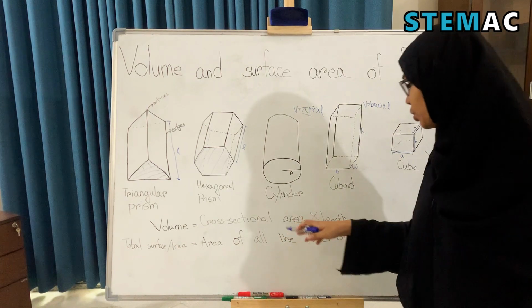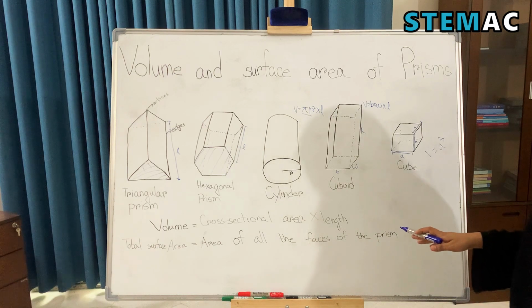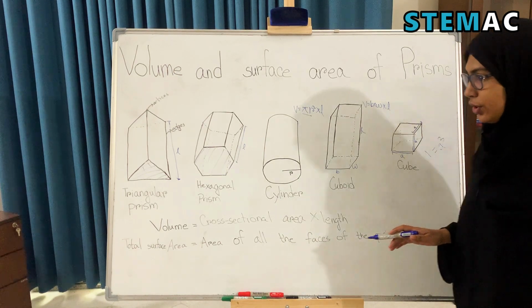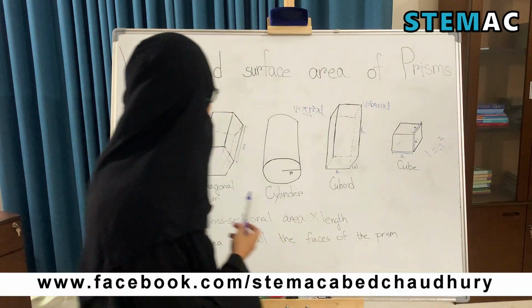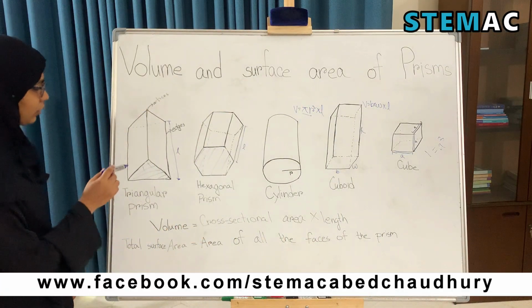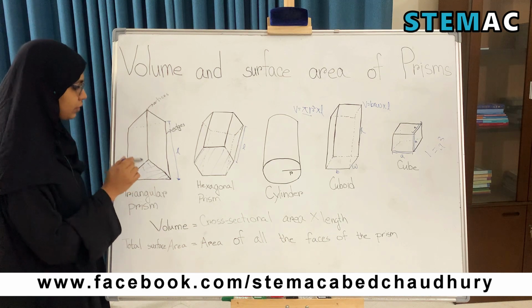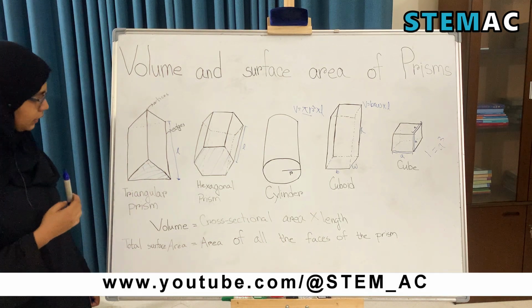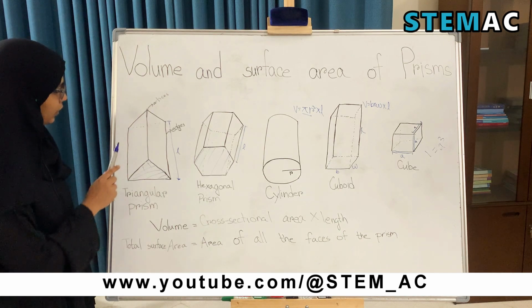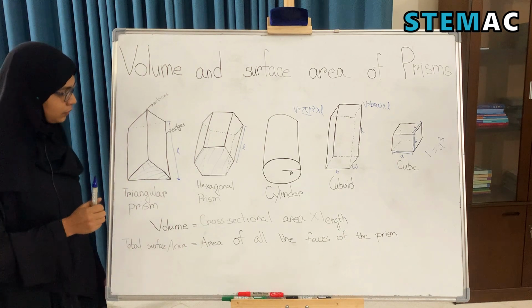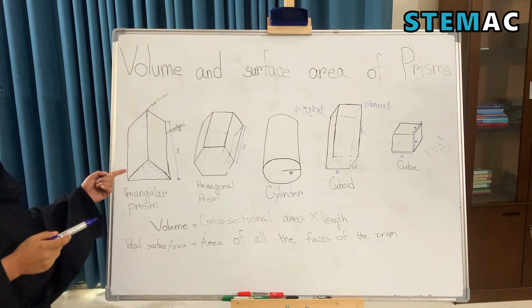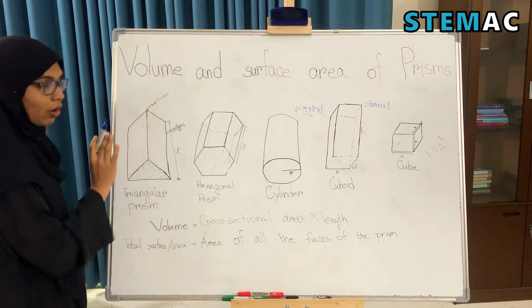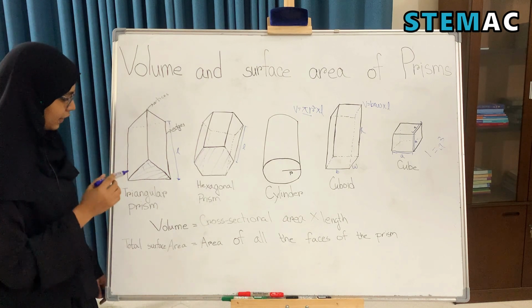Now to find the total surface area of prisms, you need to find the area of all the faces of the prism. Like in this triangular prism, there are 1, 2, 3, 4, 5 faces. There are 5 faces of this prism. So you need to find all the 5 areas.